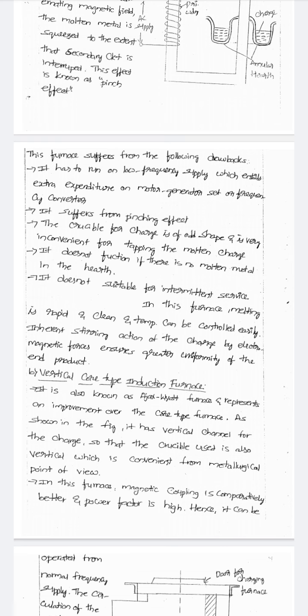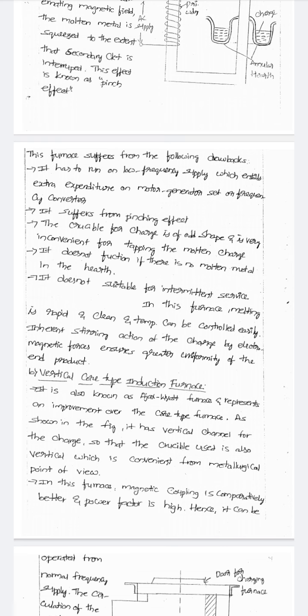Now this furnace has some drawbacks. What are they? We will see. It has to run on low frequency. The names only indicate the classification, and depending upon this classification, all types of drawbacks exist. That is, it has to run on low frequency.